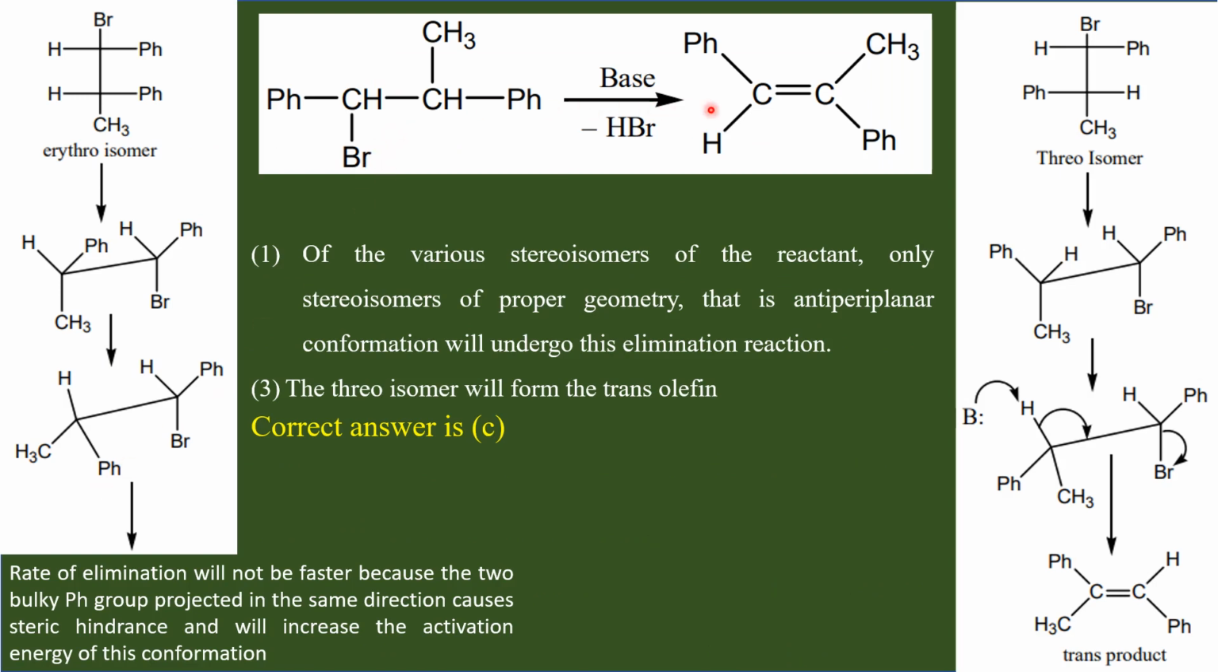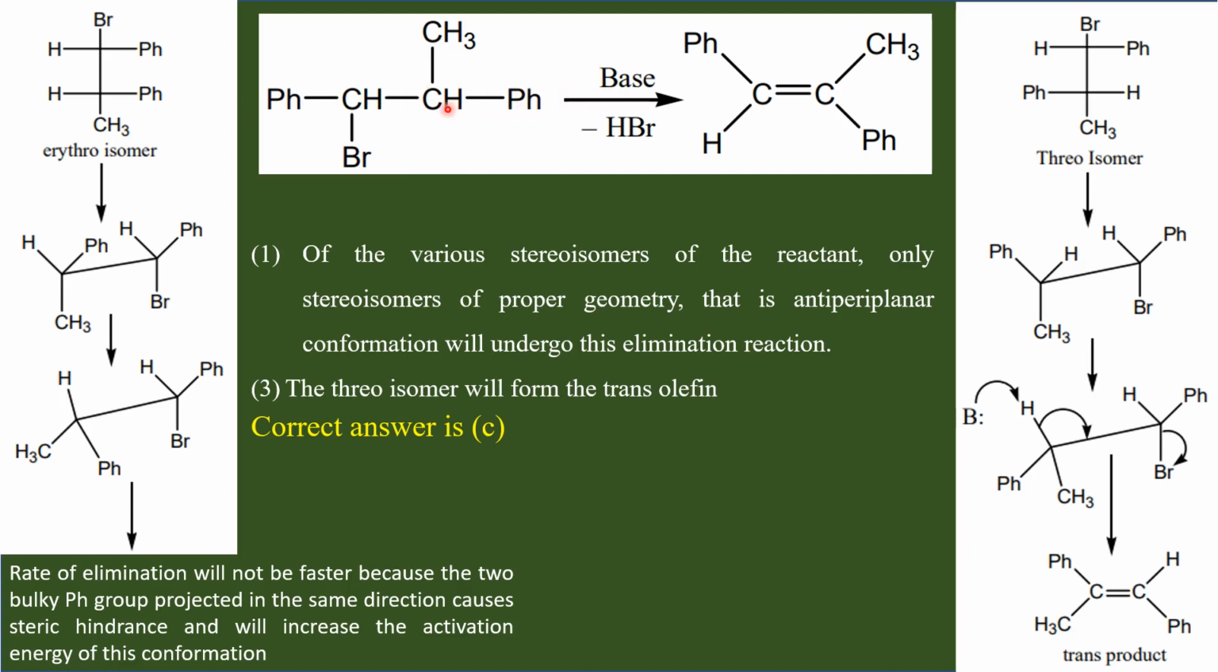This is an elimination reaction using a strong base, that is dehydrohalogenation with a base. For the E2 elimination reaction to take place with a base, the two groups which are eliminated, hydrogen in one carbon and bromine in the other carbon, should be oriented anti-coplanar or anti-periplanar. So let us consider the erythro isomer of this compound. Let me view the molecule from here. I am standing here to look at this molecule.